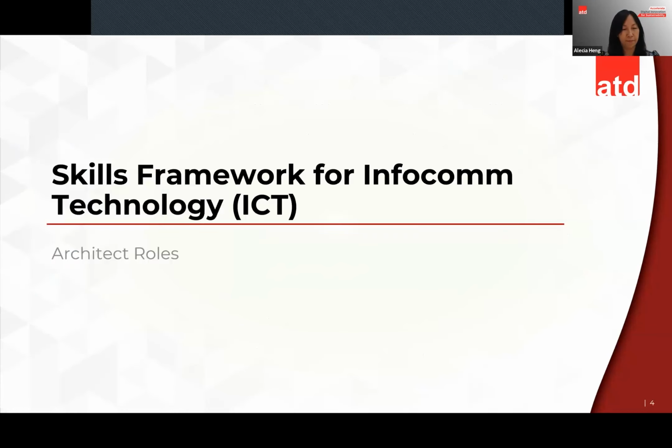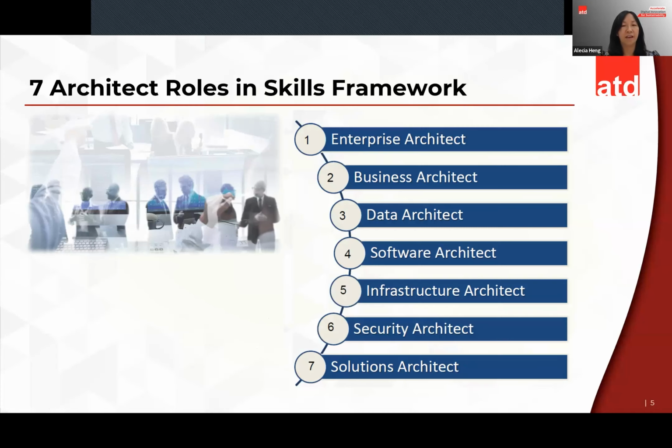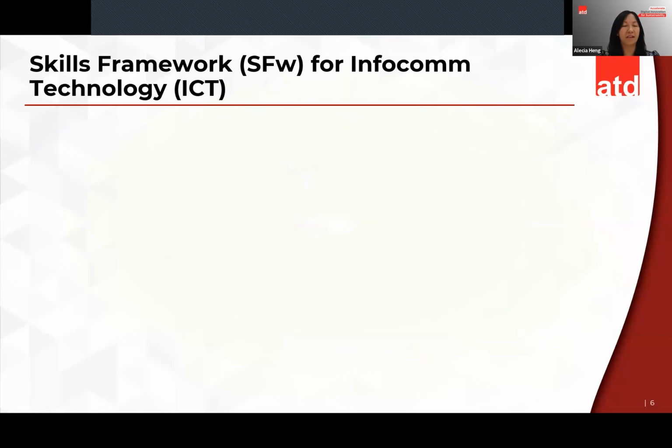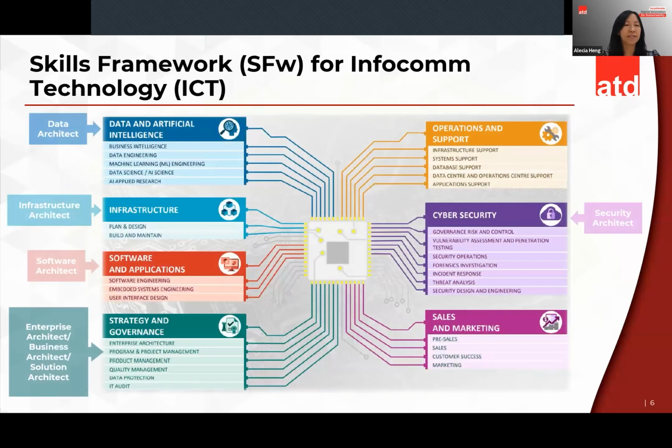This course is mapped through the skill framework for IMDA, for ICT itself. And in the skill framework, there are 7 architect roles, namely the EA, business architect, data architect, software, infra, security, and solution architects. So for all these architects, there is a set of skill competencies. As you can see here, if you go into the IMDA skill framework for ICT, you'll notice that the architect role is defined here.